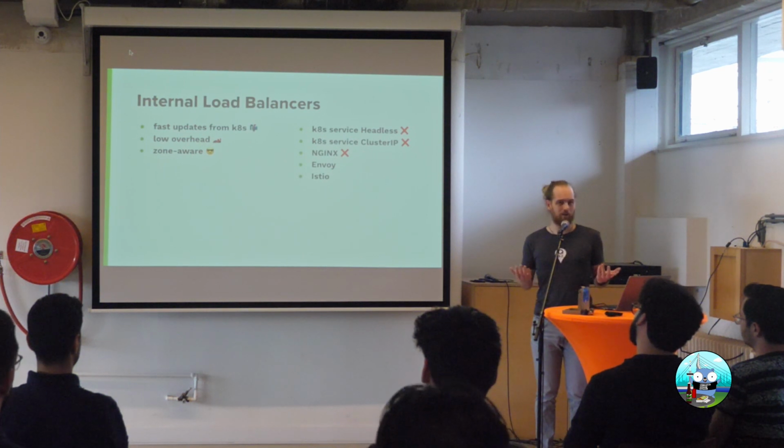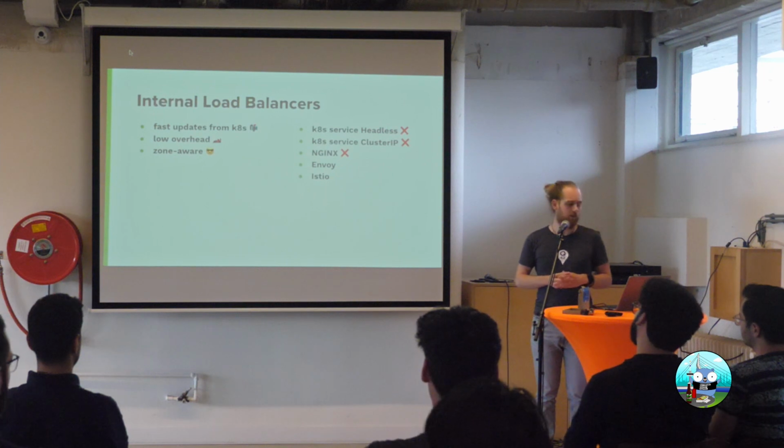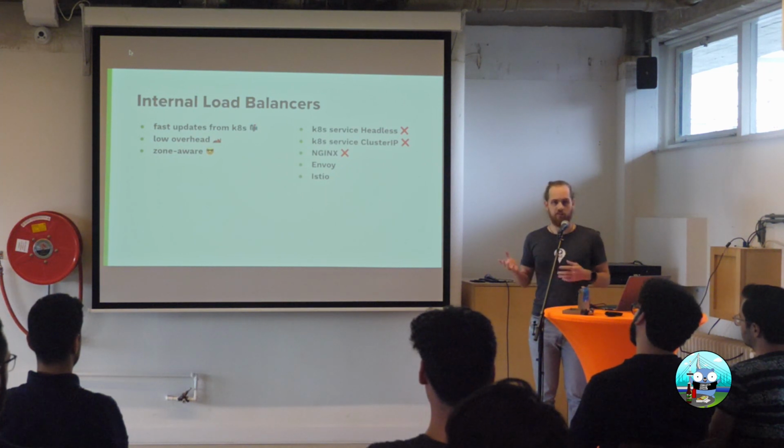There's also Envoy. Who of you knows Envoy? Can you raise your hands if you know Envoy? Cool, that's quite a crowd. But not everybody, so I will go into what it does. And you have Istio. And Istio is a service mesh. There are different service meshes. Istio is nice. It builds upon Envoy.